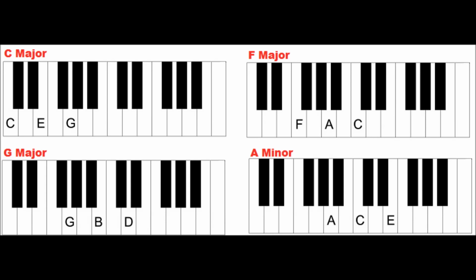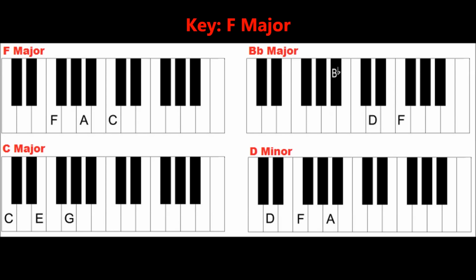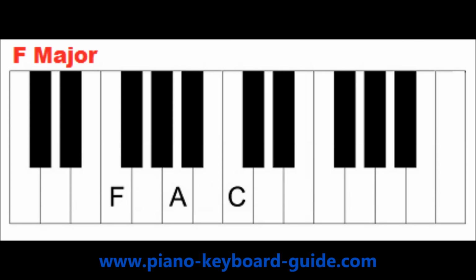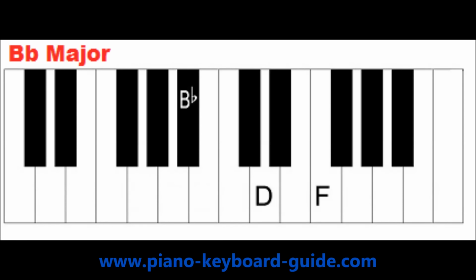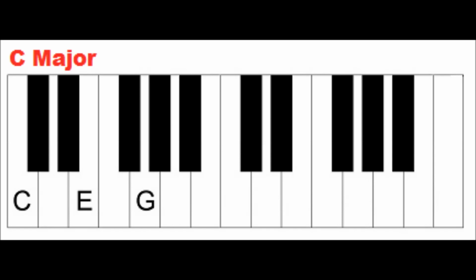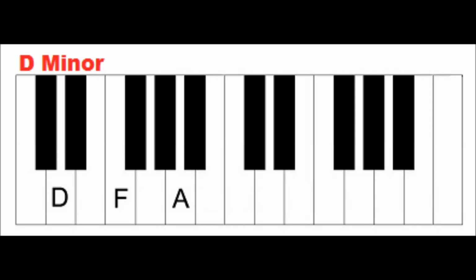The next key you should learn to play in is the key of F. Basic chords in the key of F are F, B flat, C, and D minor. The notes of the F major chord, as we have seen, are F, A, C. The notes of the B flat chord are B flat, D, F. The notes of the C chord, as we have seen, are C, E, G. And the notes of the D minor chord are D, F, A.